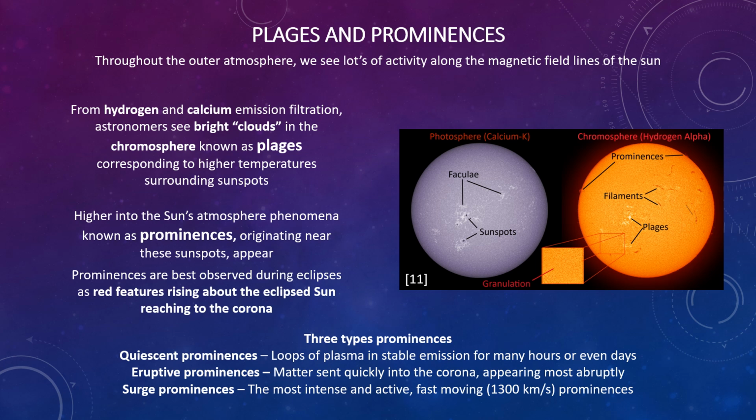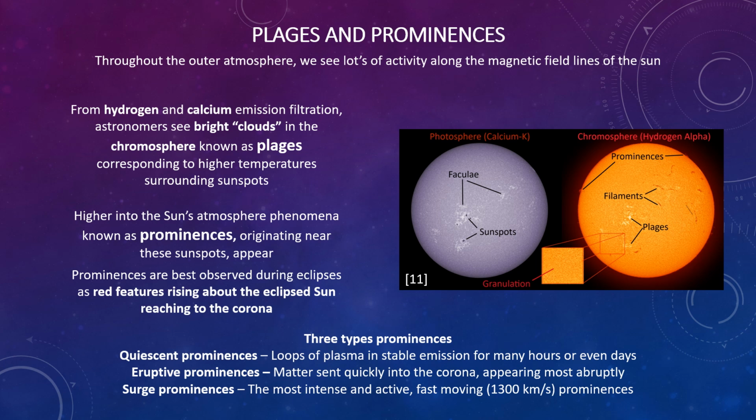Higher in the sun's atmosphere, we have prominences, which originate from these sunspots and are these great looping bands, and they are best viewed from the side. So, particularly during solar eclipses, when the sun is blocked out by the moon, we can sometimes see these prominences as these looping features, these red arcs going across the surface of the sun. And sometimes they reach out into the corona.